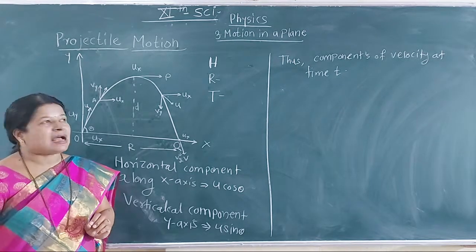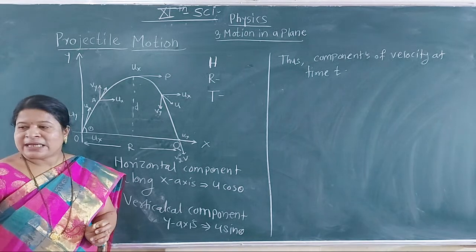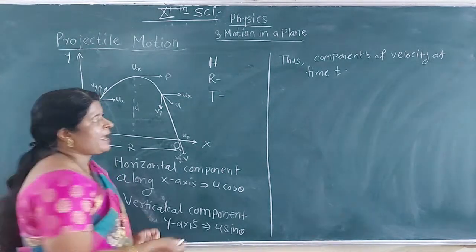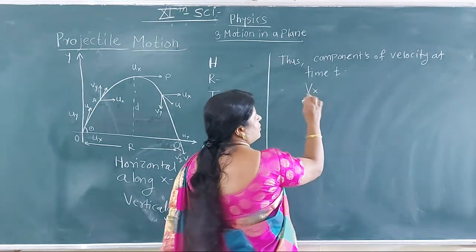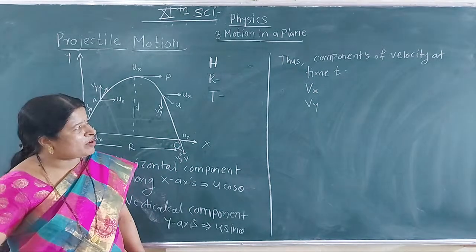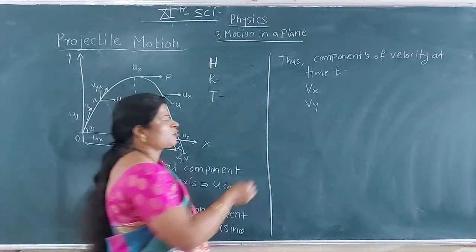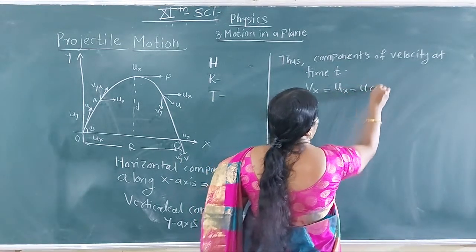The components of velocity at a time t are given along two components, that means the x and y axis. Therefore along the x axis it is vx, which is equal to ux, which is equal to u cos theta.